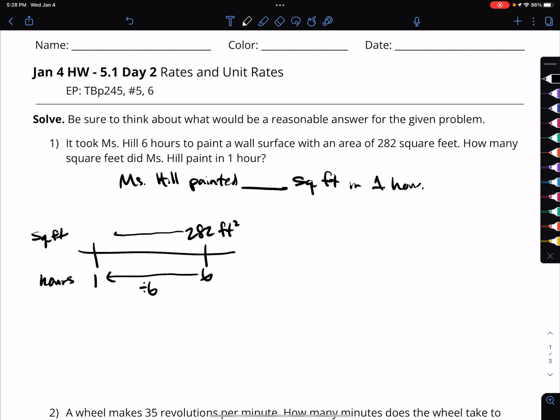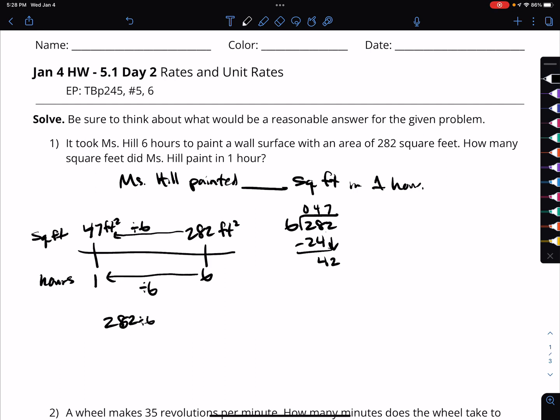And so to figure out how many square feet are painted in 1 hour, we would have to divide that by 6. So I'm going to use, why not, let's do some long division. 282 divided by 6. So again, we are solving 282 divided by 6. And I know 6 goes into 2, 0 times. 6 goes into 28, 4 times, and that is 24. Subtract. And I need those ones now. So 6 goes into 42 7 times. So she could do 47 square feet in 1 hour.